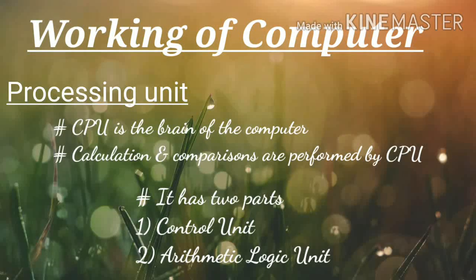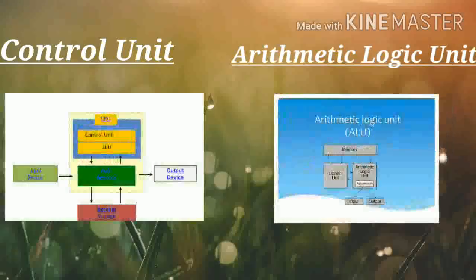CPU is the brain of computer. All major calculation and comparisons are performed inside the CPU. It has two parts. One is control unit, another one is arithmetic logic unit. Next we will see about the control unit. The control unit of the CPU controls the entire computer system.